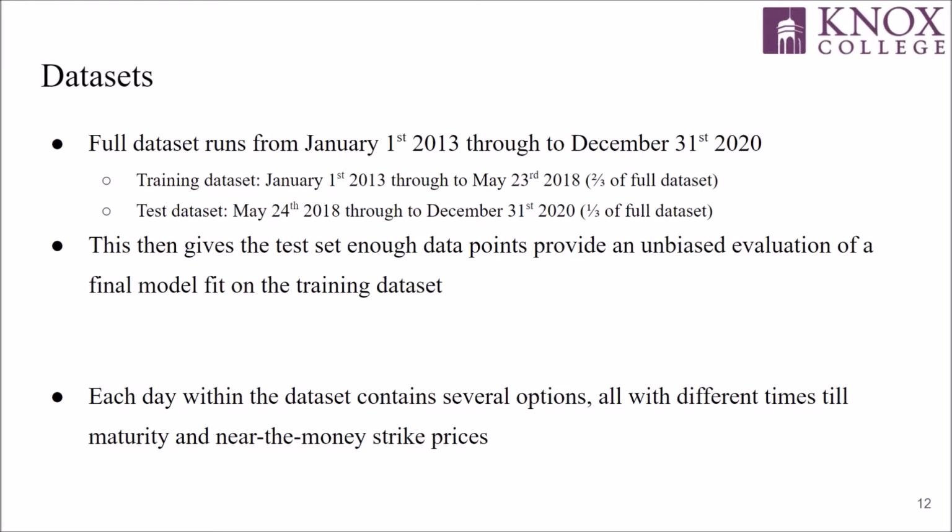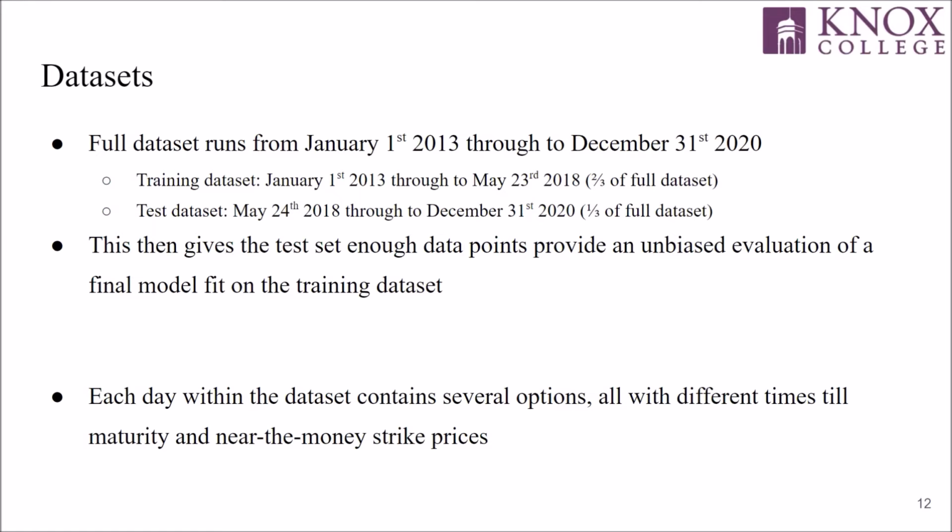The reason that you do that is so that the training data set gives enough data points to provide an unbiased evaluation of the final model. It is typical for us to split it 2/3 to 1/3. So the training set is always going to be bigger so that we can see which model is the best. And after that, we're going to test it on our test data set.